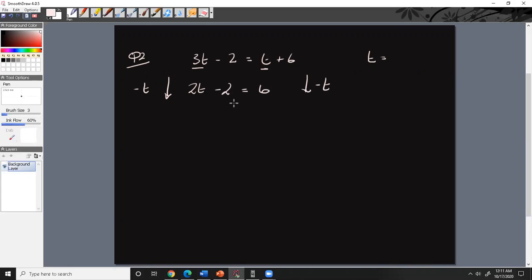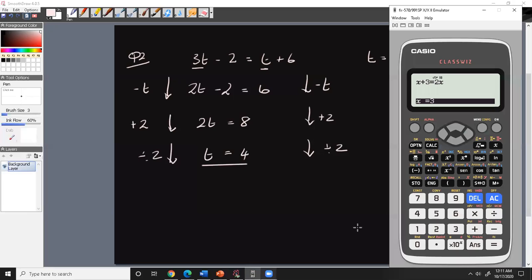Now you've seen this before. This was in videos 1 and 2. So basically what we're going to do now is we're going to add 2 onto both sides. And then we're going to divide both sides by 2. So that is going to be t is equal to 4.